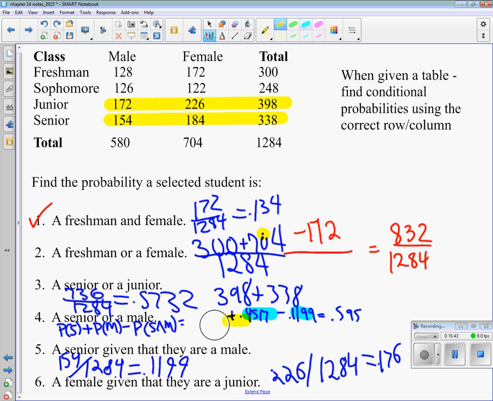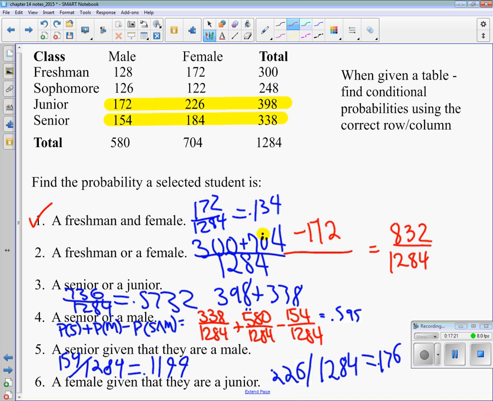Okay. That's fun. I'm assuming we'll get the same answer. So we have senior, right? Yep. Senior is 338 out of 1284. Male would be 580 out of 1284. And then the intersection would be 154 out of 1284. And that would give me enough context, fractions, final answer. Okay? I'm looking for all of that, by the way.